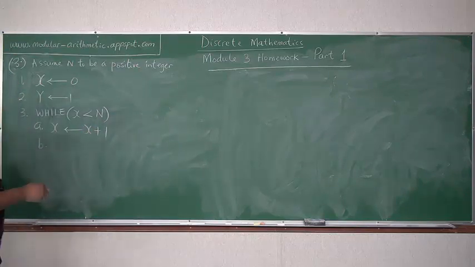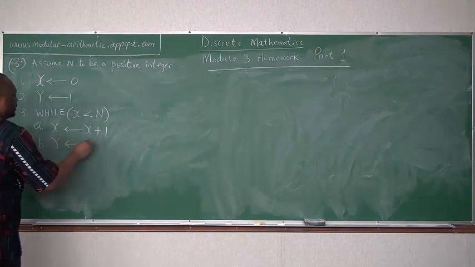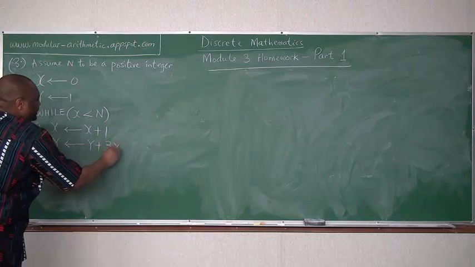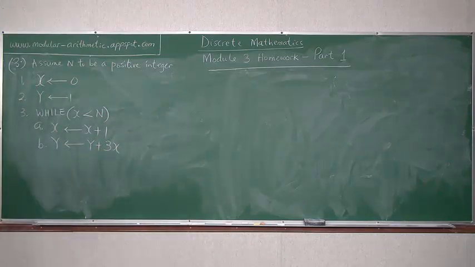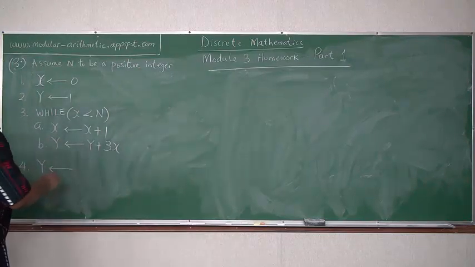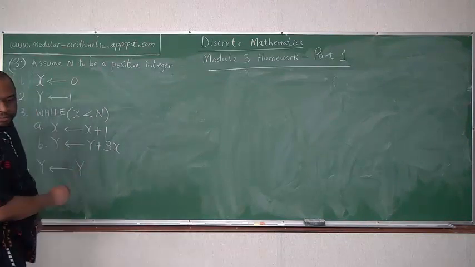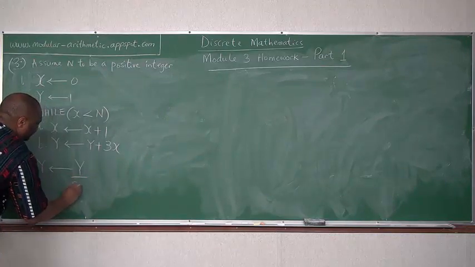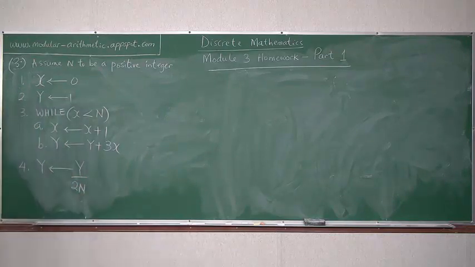B, let me now change this one. y, set y plus 3x. Let me put it 3x. Okay? 3x. And then number 4, line, your y, set, let me put y over 2n. y over 2n. Okay? Just to modify the question, so I will not get in trouble.